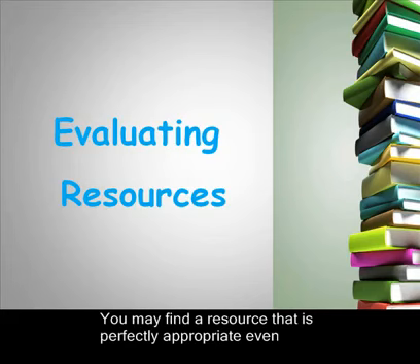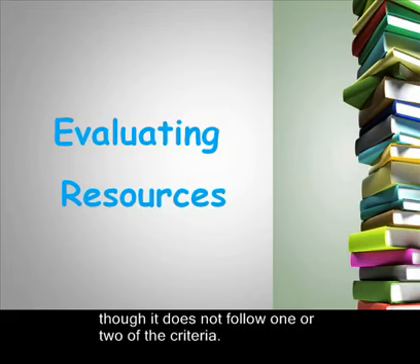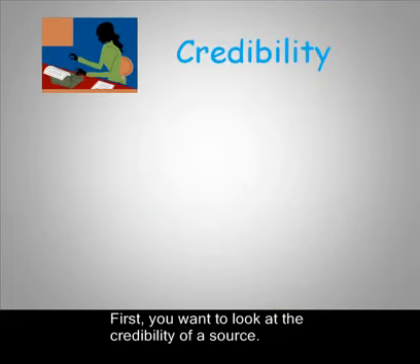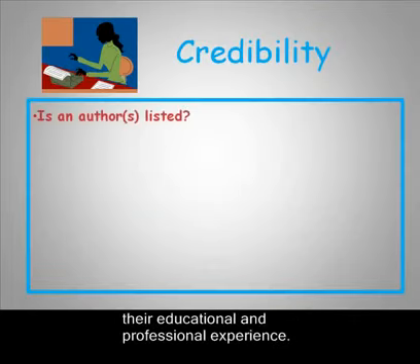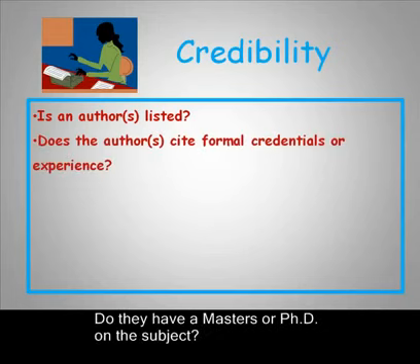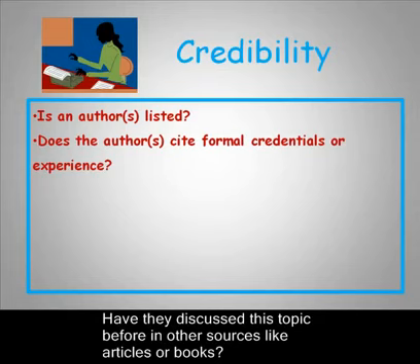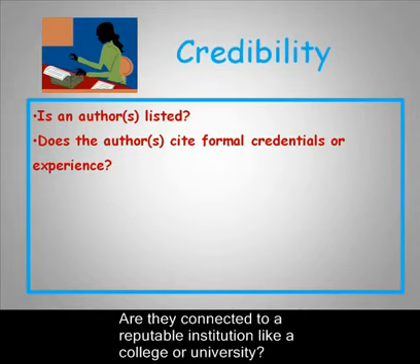You may find a resource that is perfectly appropriate, even though it does not follow one or two of the criteria. First, you want to look at the credibility of a source. This means identifying the author or authors and their educational and professional experience. Do they have a master's or a PhD on the subject? Have they discussed this topic before in other sources like articles or books? Are they connected to a reputable institution like a college or university?